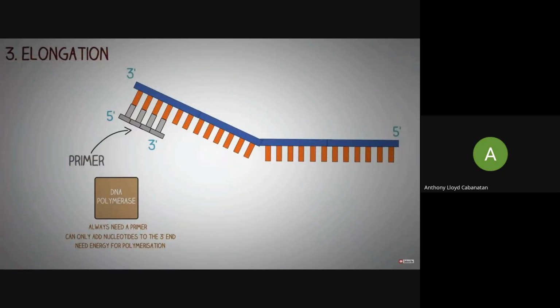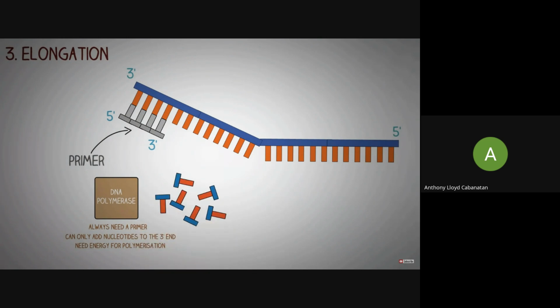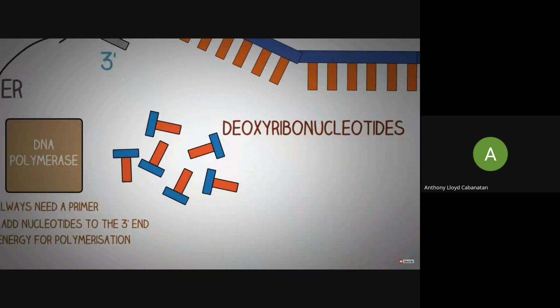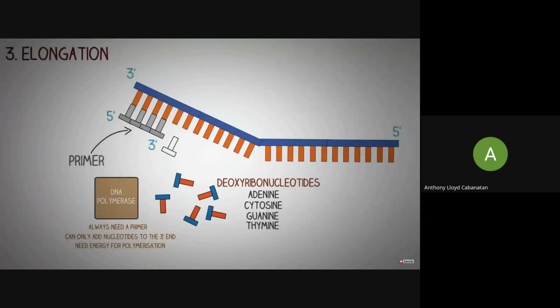Now once the primer is synthesized, the DNA polymerase can perform the vital function of elongation of DNA strand by addition of new nucleotides to the 3' end of the growing chain. The DNA polymerase uses the deoxyribonucleotides, which contain either of the four bases, the adenine, cytosine, guanine, or thymine. The DNA polymerase adds these nucleotides one by one to the 3' end of the new DNA strand.